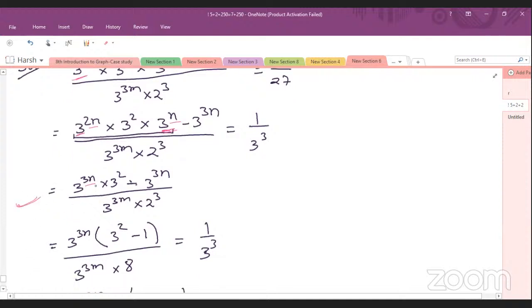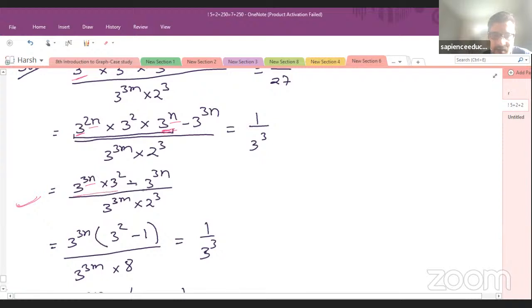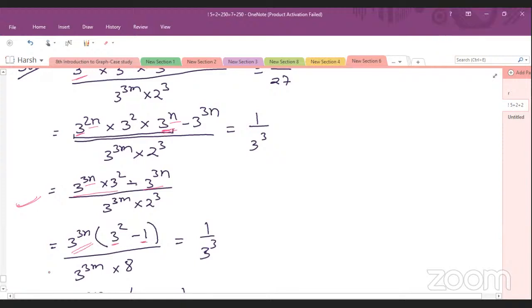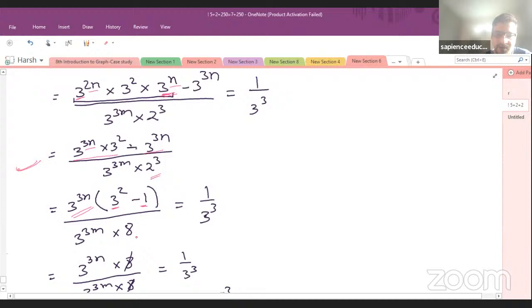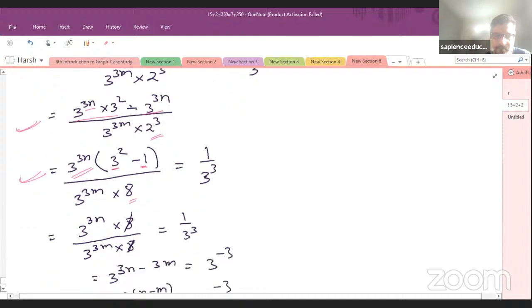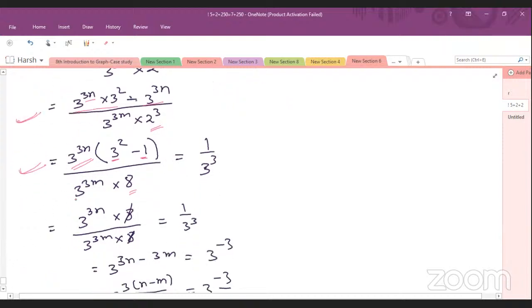Now in these two terms, one term and two term, what is common? 3 to the power 3n is common. If we take 3 to the power 3n common, what is left out? 3 square, and here minus 1. And in the denominator, we have 2 to the power 3, which we have written as 8. Is this step clear?